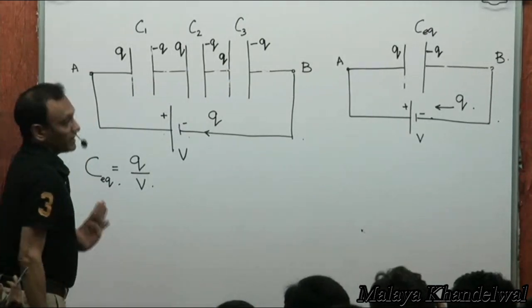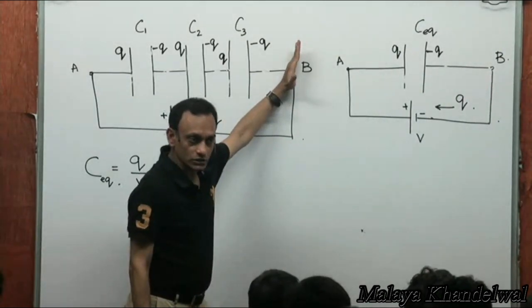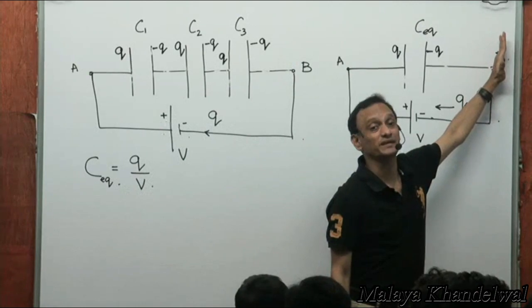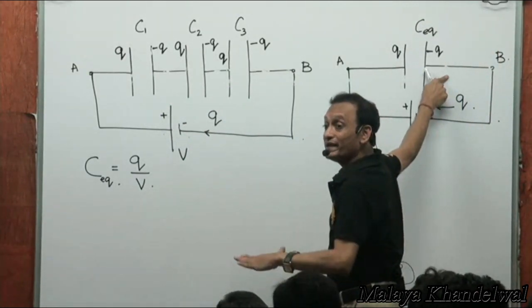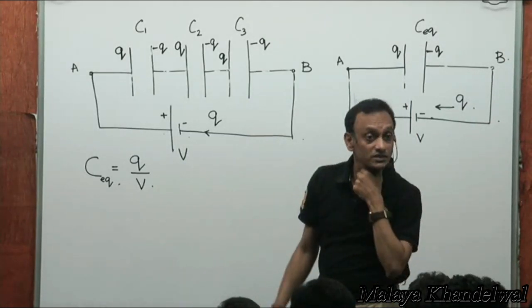Now, equivalence means the total drop from A to B here is V volts. That must be the same as the total drop from A to B there. This is what it means. The total drop from A to B here must be the same as the total drop from A to B there. That's when these two arrangements are looked upon as equivalent arrangements. Clear?